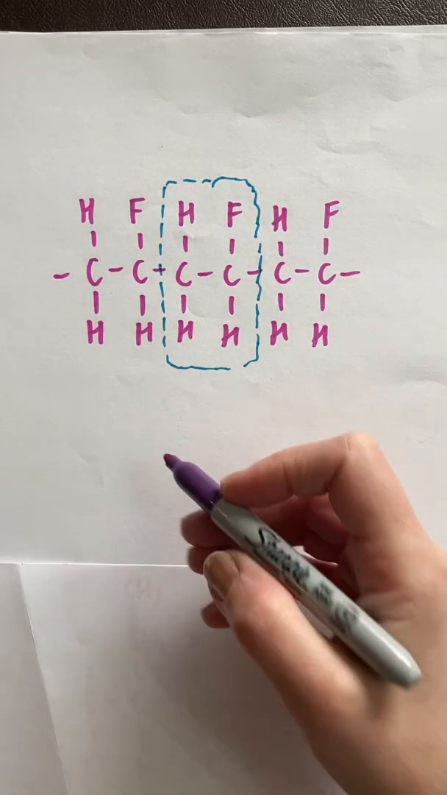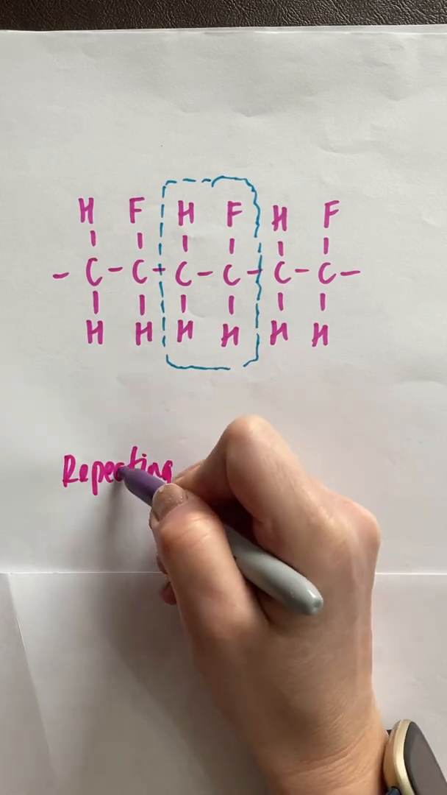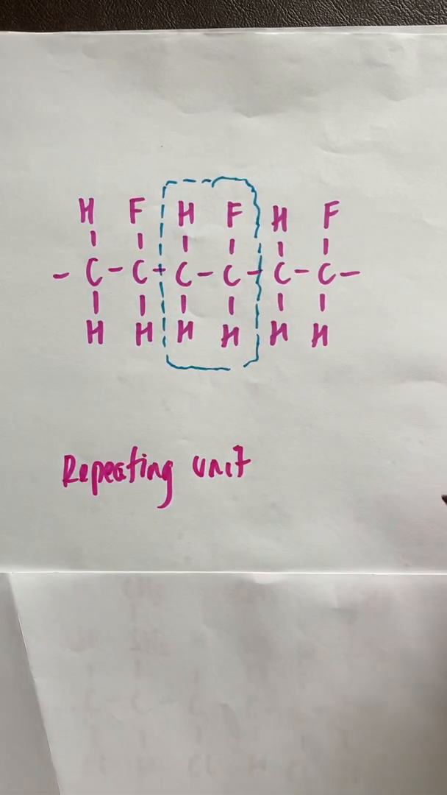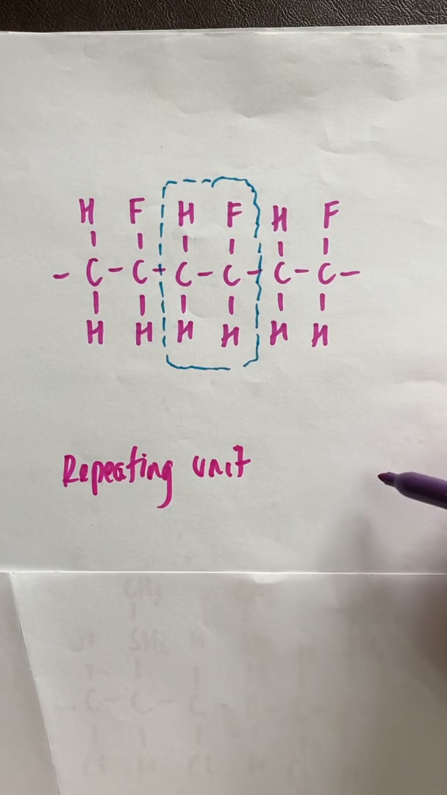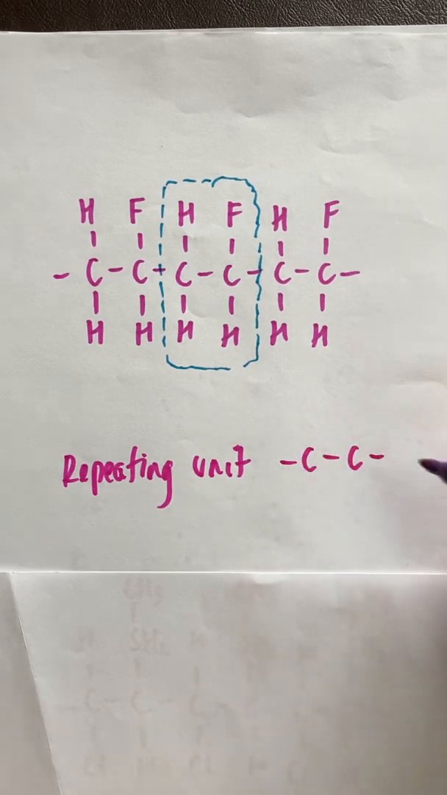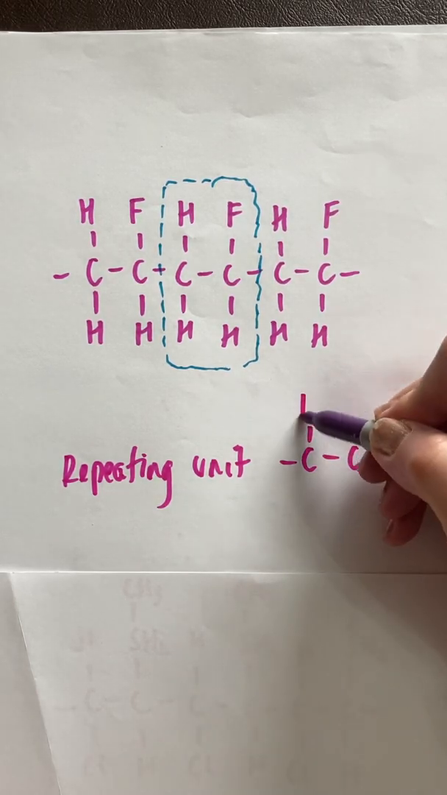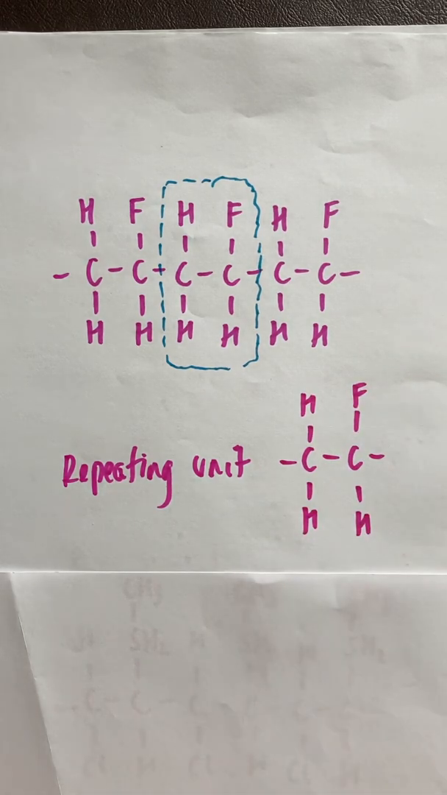So when I identify my repeating units, a repeating unit is the section of polymer that, as the name suggests, repeats. And a repeating unit, because of that, must have arms to show that it repeats along the molecule. So I have my 2 carbons and I have my arms. And then up here is my hydrogen and my fluorine, and down here are my 2 hydrogens.